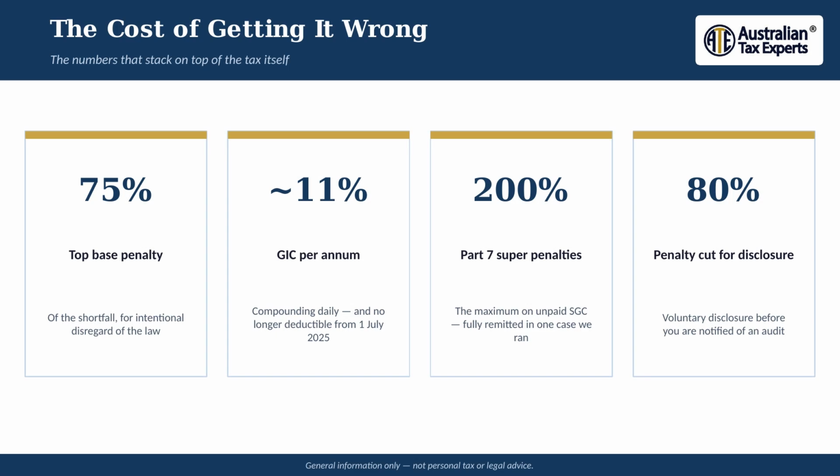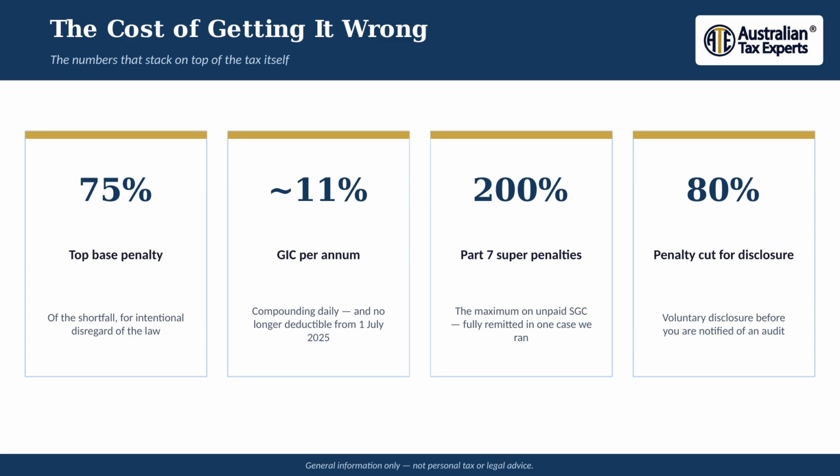4 numbers set the scene. 75%, the top base penalty applied to the tax shortfall where there's been intentional disregard of the law. Around 11%, the annual rate of the general interest charge, compounding daily, and no longer tax deductible since the 1st of July 2025. 200%, how high Part 7 penalties on unpaid superannuation guarantee can go.